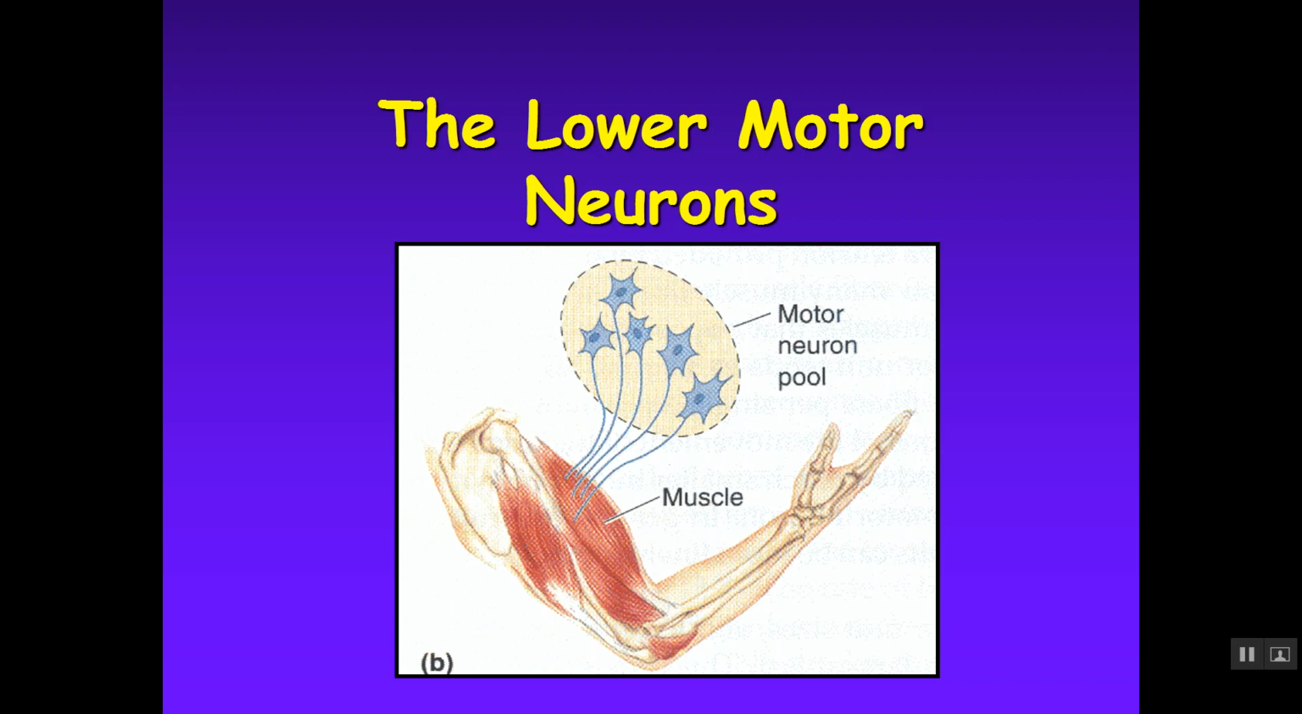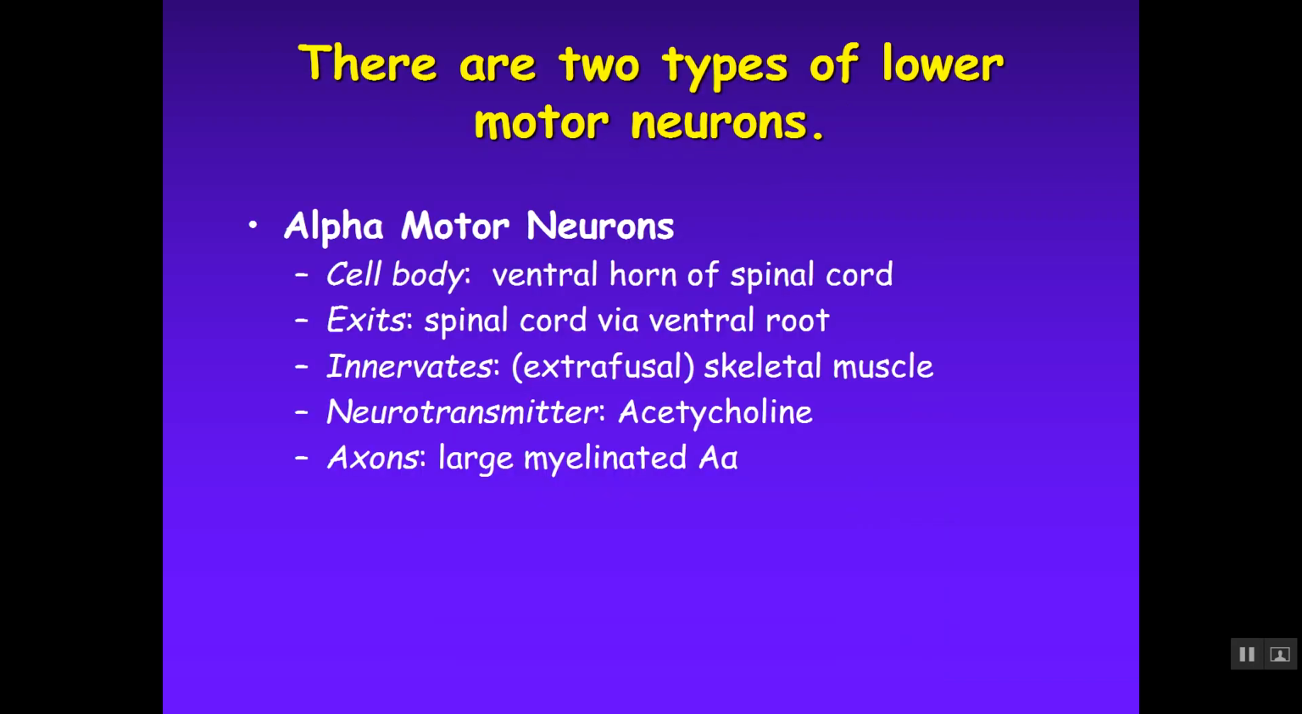So we're going to start with the lower motor neuron, that final common pathway. There are two types of lower motor neurons. The one that actually makes the muscle move is the alpha motor neuron. The cell body is in the ventral or anterior horn of the spinal cord. The axon exits out the ventral root. It innervates what's called extrafusal skeletal muscle fibers. The neurotransmitter it releases at the motor end plate, at the neuromuscular junction, is acetylcholine, and it falls on nicotinic receptors. It's a fast EPSP, and it's on large myelinated A alpha fibers.